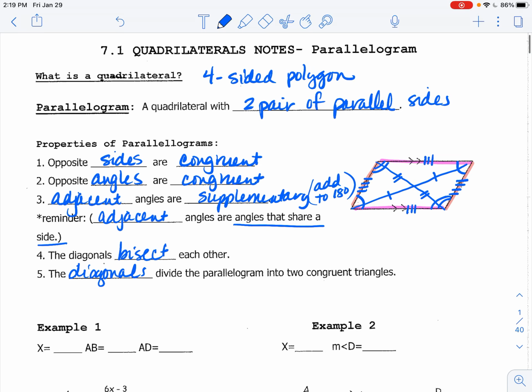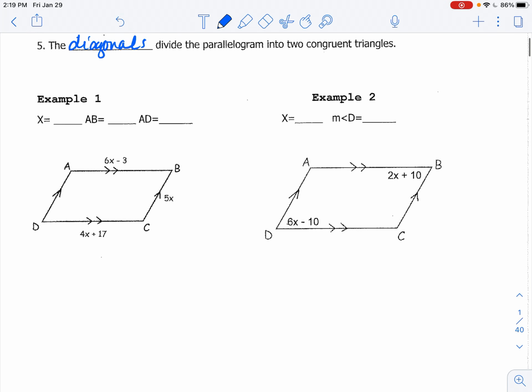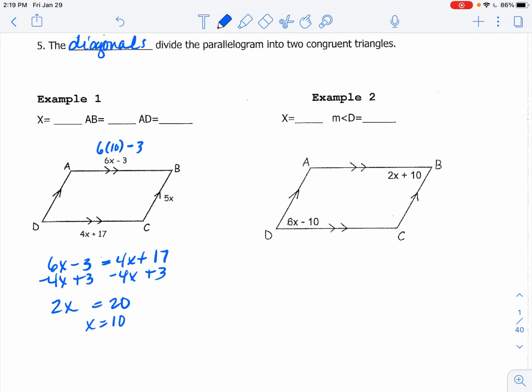All right, so let's take a look at some examples. Example 1. It wants us to find x. Well, since I know that opposite sides are congruent, I can set this expression equal to this expression and solve for x. If I subtract 4x on both sides and add 3 to both sides, I end up with 2x is equal to 20, and so x is equal to 10. So that means if I substitute in the 10 for the x, that's 60 minus 3, that's 57. So AB is 57.